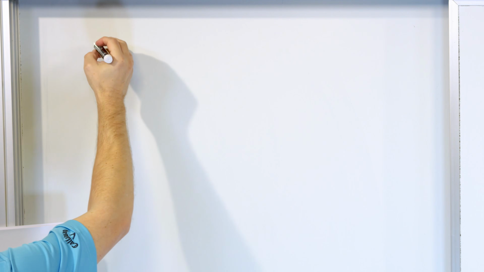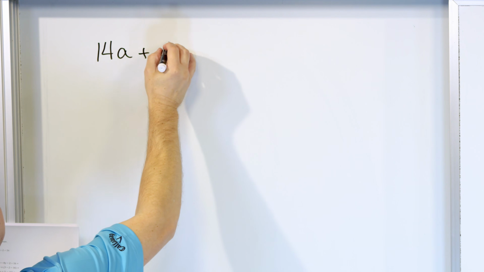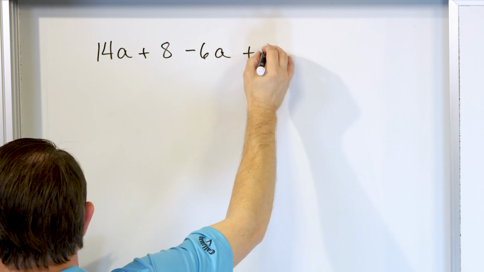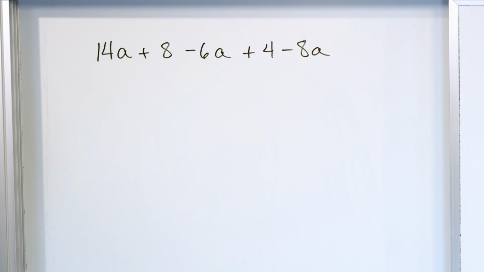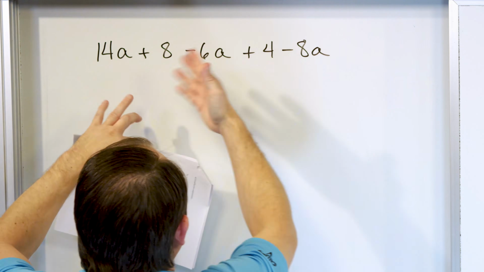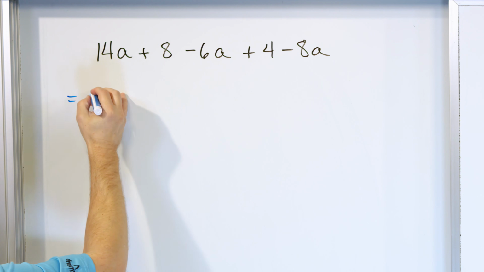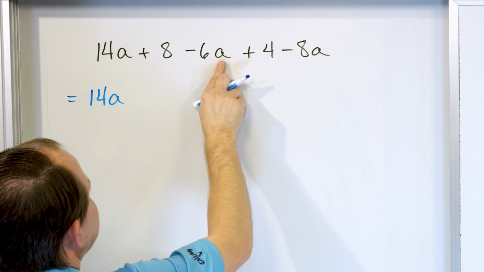All right, only 2 more problems. Let's take a look at 14a plus 8 minus 6a plus 4 minus 8a. All right, so I don't have any terms right next to each other that are like terms, so let's go ahead and just rearrange things as we've been doing. We start with 14 times a. Here is a like term. It has the same variable.